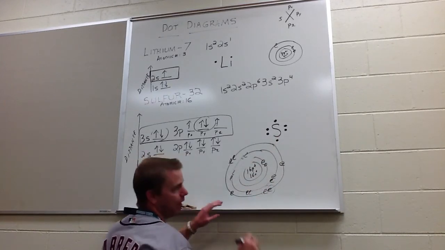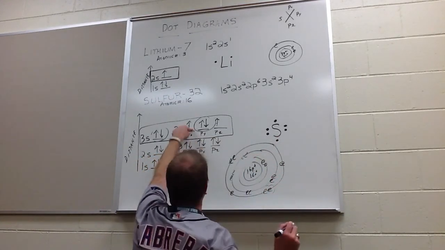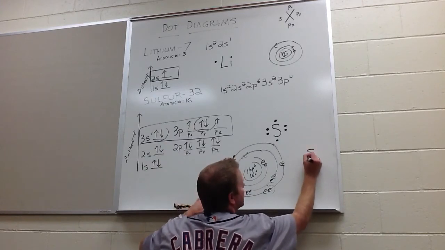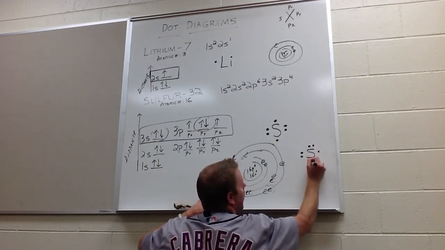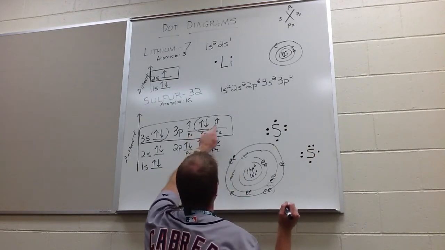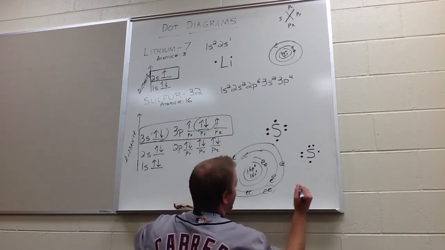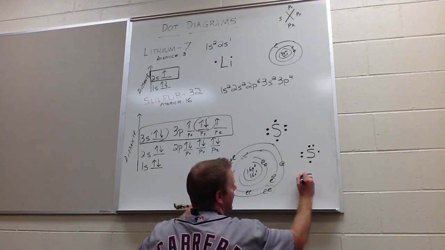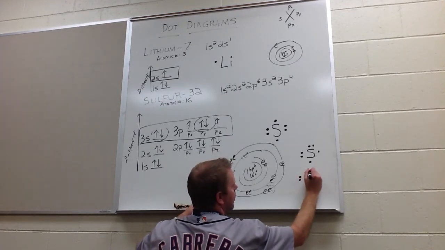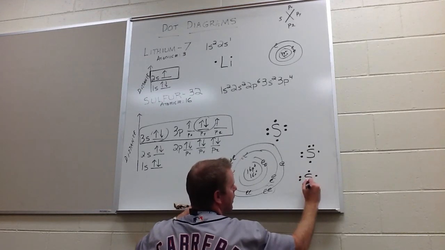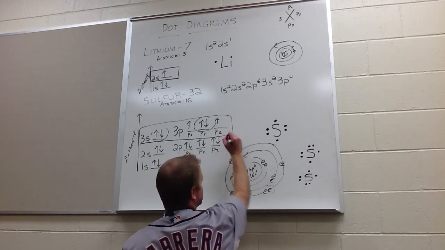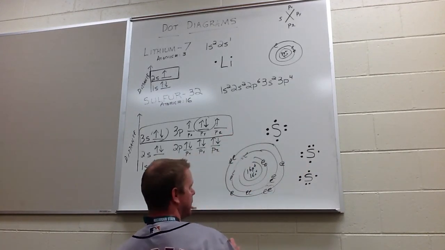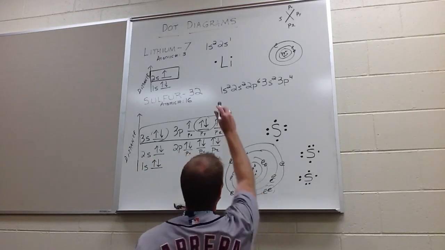Now, could it have looked otherwise? Yes. If we would have chosen to put the double there, then our dot diagram would have looked like this. 2, 2, 1, 1. Or if we had chosen to put the double there, it could have also looked like this. 2, 1, 1, and 2. It does not matter where you put it, as long as your dot diagram matches your orbital diagram. And that is dot diagram.